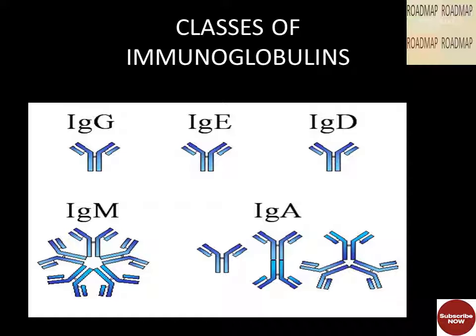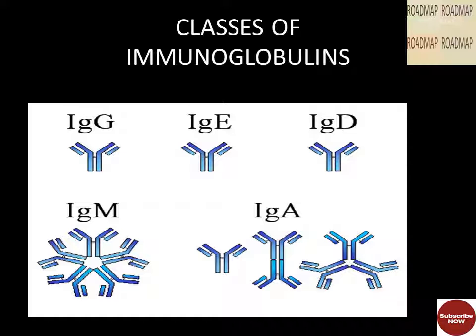Now coming to immunoglobulin D, it is composed of a single Y-shaped unit and is present in low concentration in circulation. Immunoglobulin D molecules are present on the surface of B cells. Their function is not known for certain, and some workers believe that immunoglobulin D may function as B cell receptors.